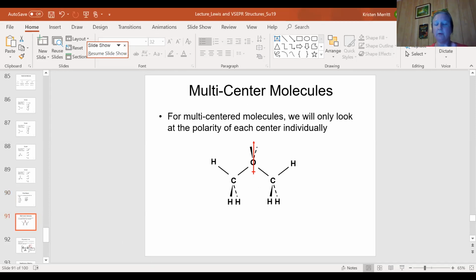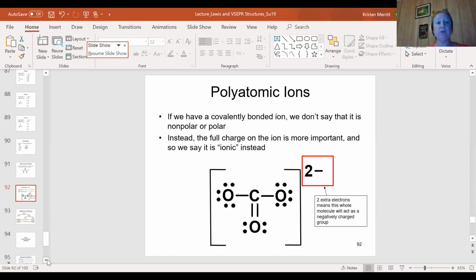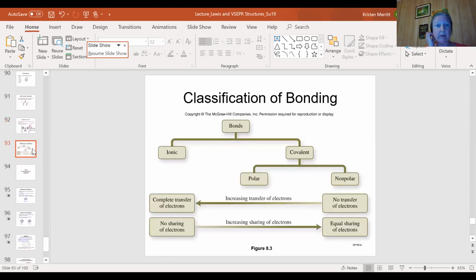And I did a separate video on multi-centered molecules. If you have a polyatomic, even though this is covalent, we call this ionic. So if you get this on a test, the answer is ionic. It's not polar or nonpolar because it's an ion. So any ion, you just tell us ionic. That's your easiest one. The trick is remembering it, which I know isn't always as easy as we make it sound.